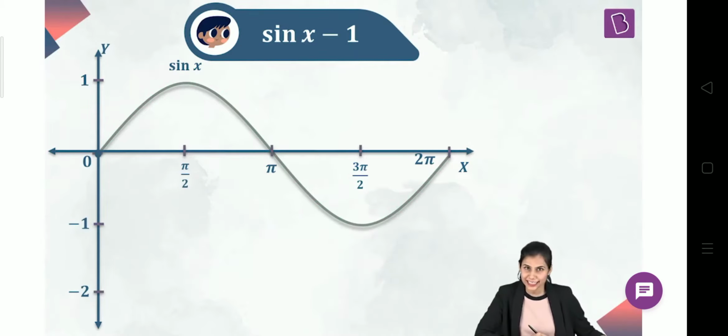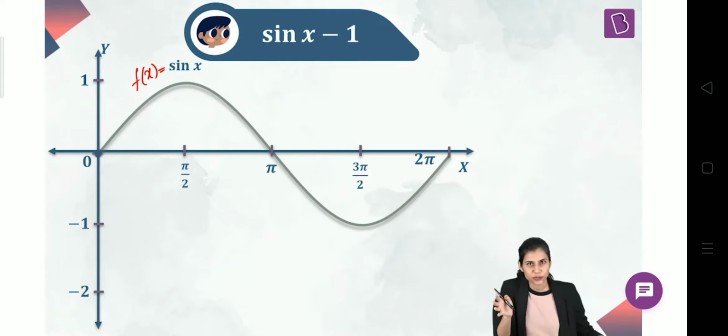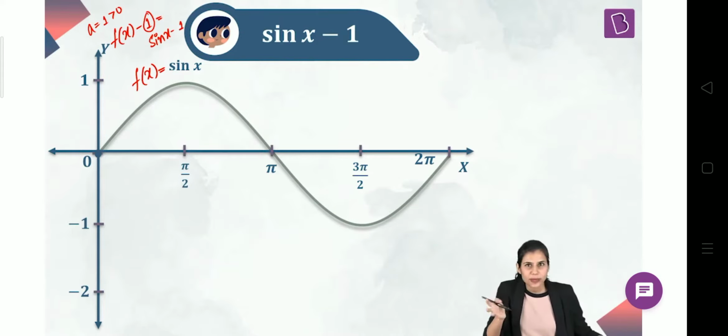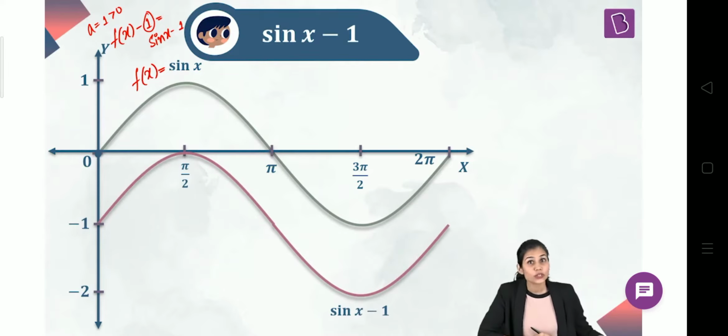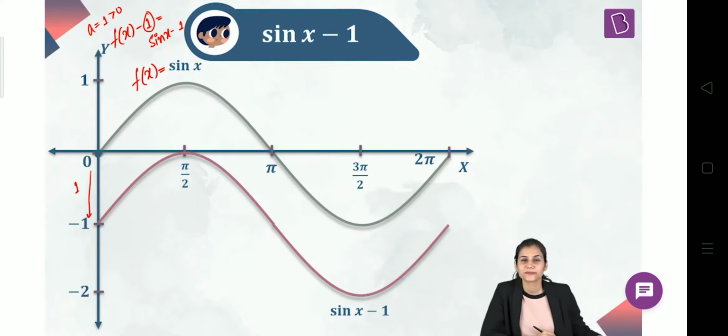Now, exactly in the same fashion, if I have the graph of f(x) equal to sin x with me, and I want the graph of f(x) minus 1, which is obviously sin x minus 1. Okay, so in here again, I'm taking a to be equal to 1, which is positive. Then using your conventional method, when you plot this graph, it will come out to be this, which is nothing but a shifted version of the graph of sin x in the downward direction by, again, 1 unit.